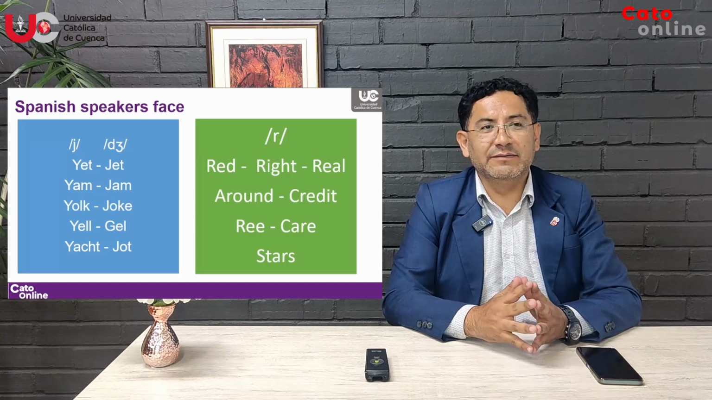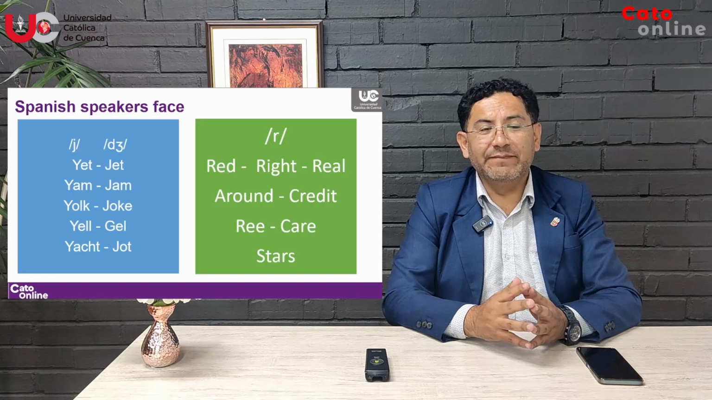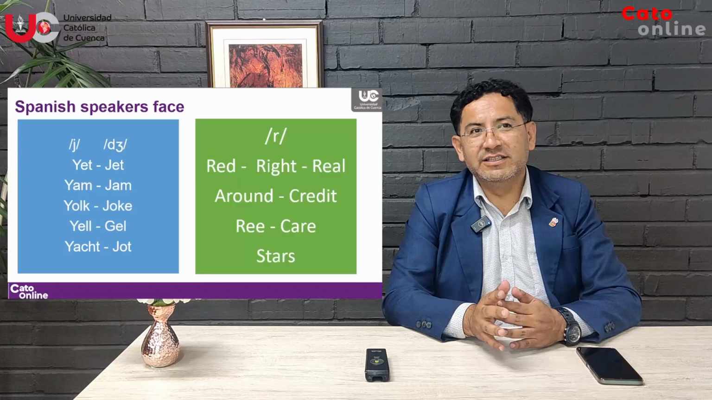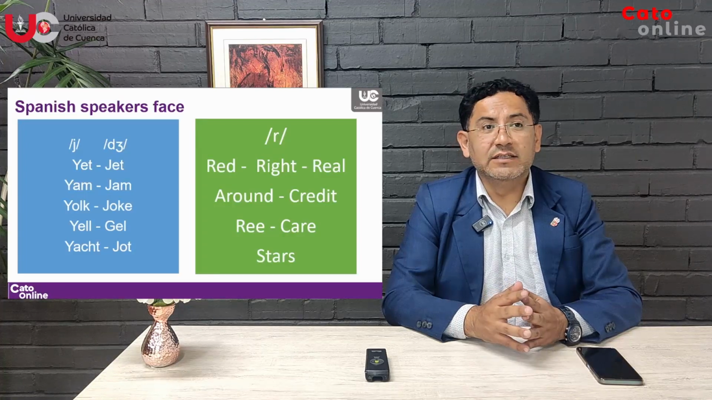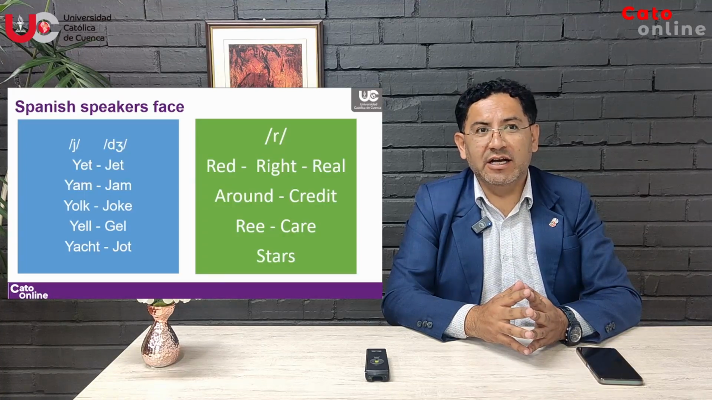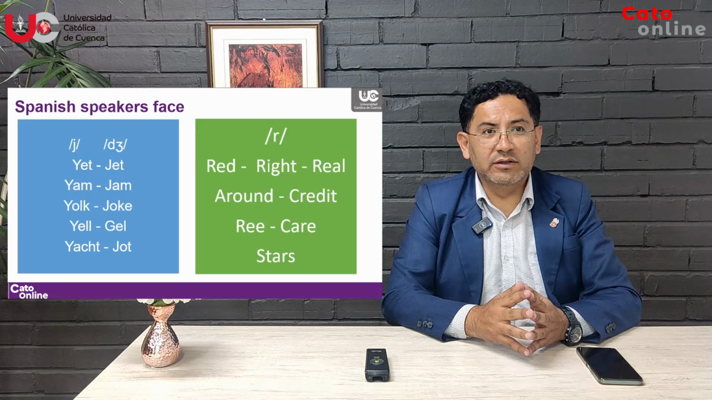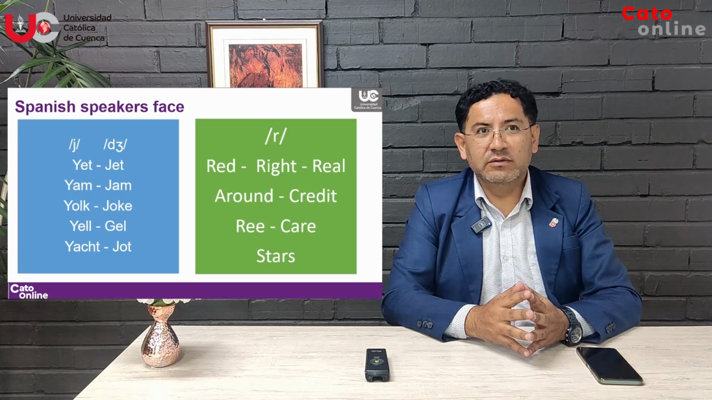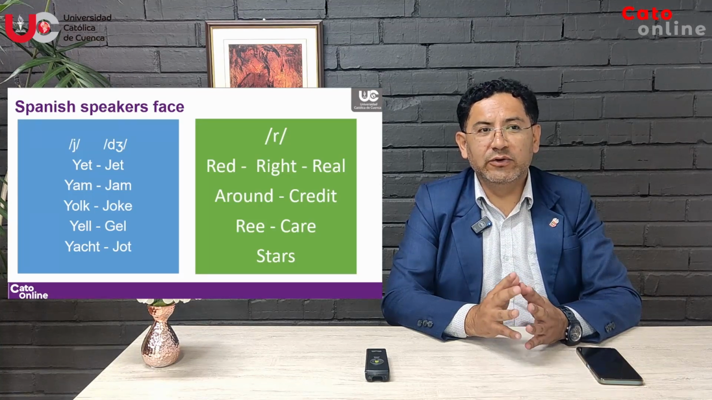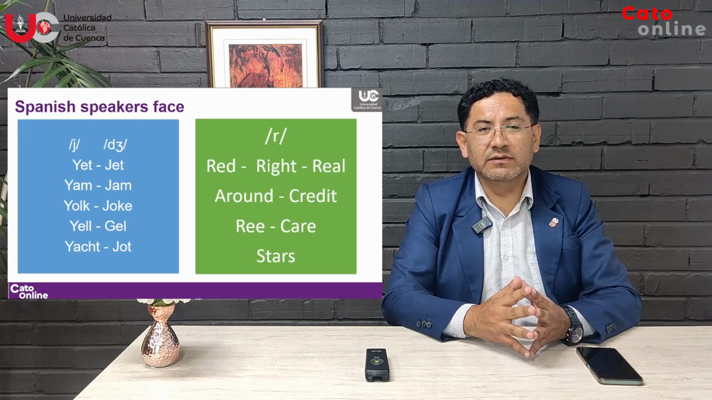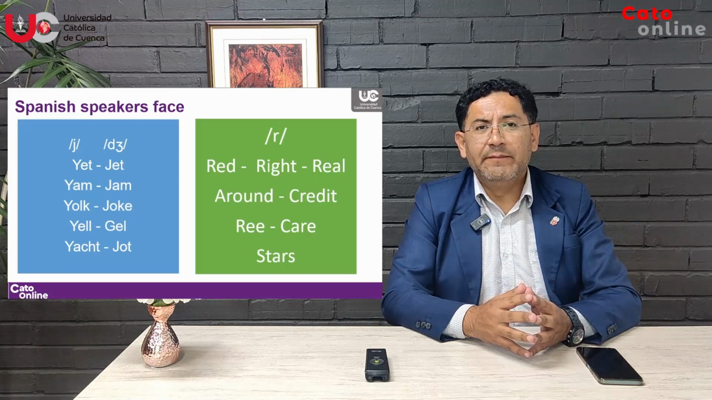We have the different sounds in yet and yet. Yam, yam. Yolk, yolk. Y, y. You have to exaggerate the sounds in the consonants.